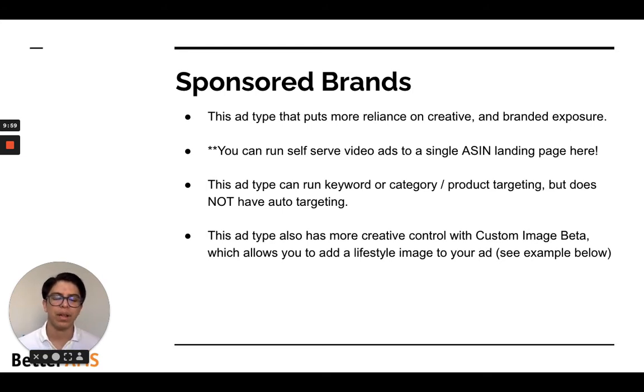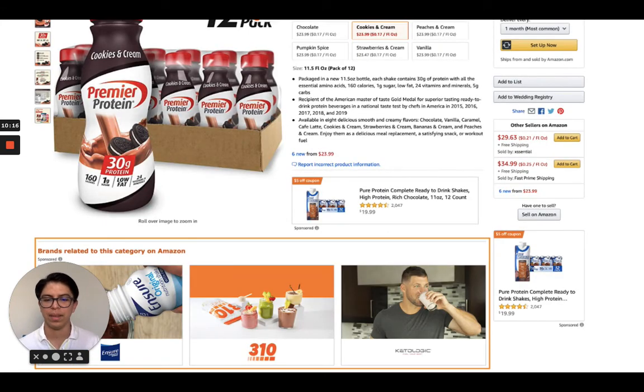These ad types can also run keyword, category, or product targeting, but it does not have auto targeting at all. This ad type also has more creative control, as I said, with custom image beta, which allows you to add a lifestyle image like the one we just saw. So it's really interesting.